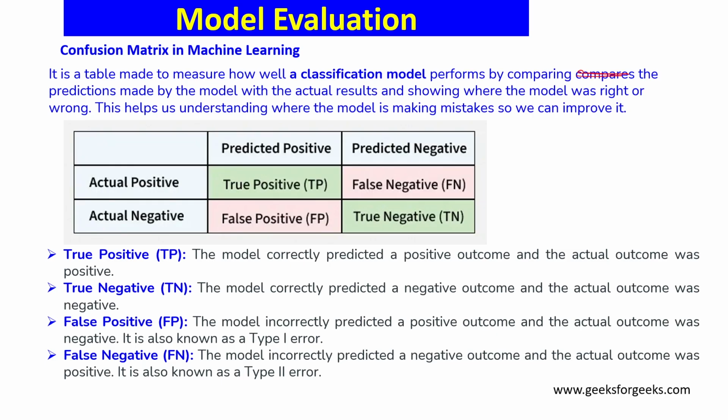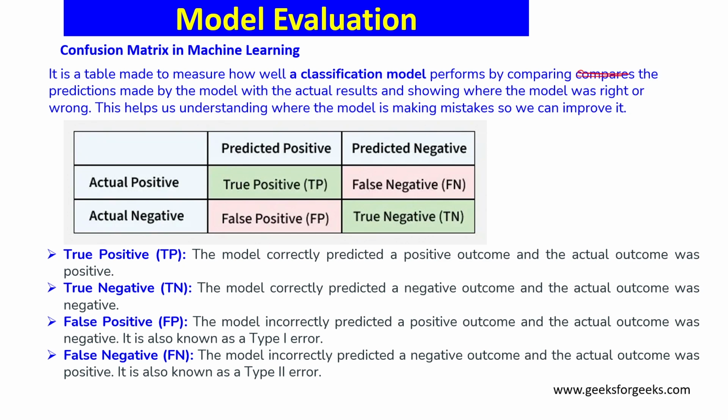True positive is where the prediction is positive as well as the actual outcome. True negative is where the prediction is negative and the actual outcome is also negative. False positive is where the model incorrectly predicts something positive, but the actual outcome is negative. Sometimes this is called a type 1 error. False negative is where the model incorrectly predicted a negative outcome and the actual outcome is positive.